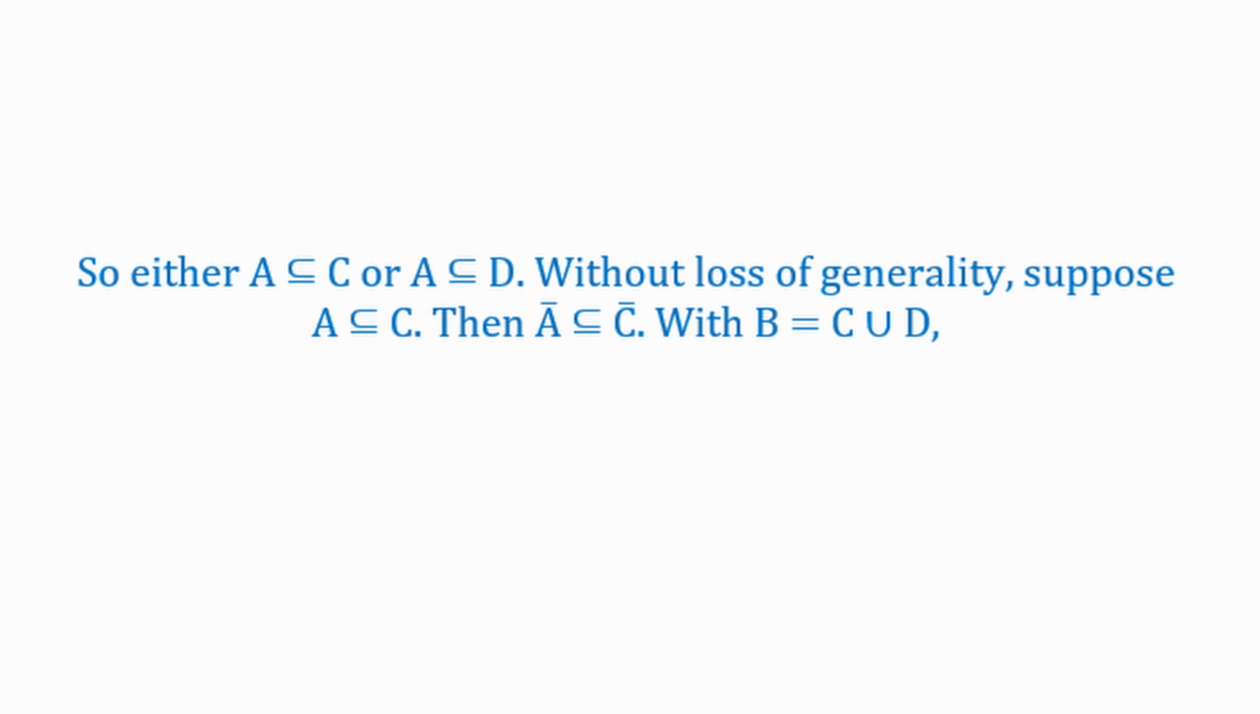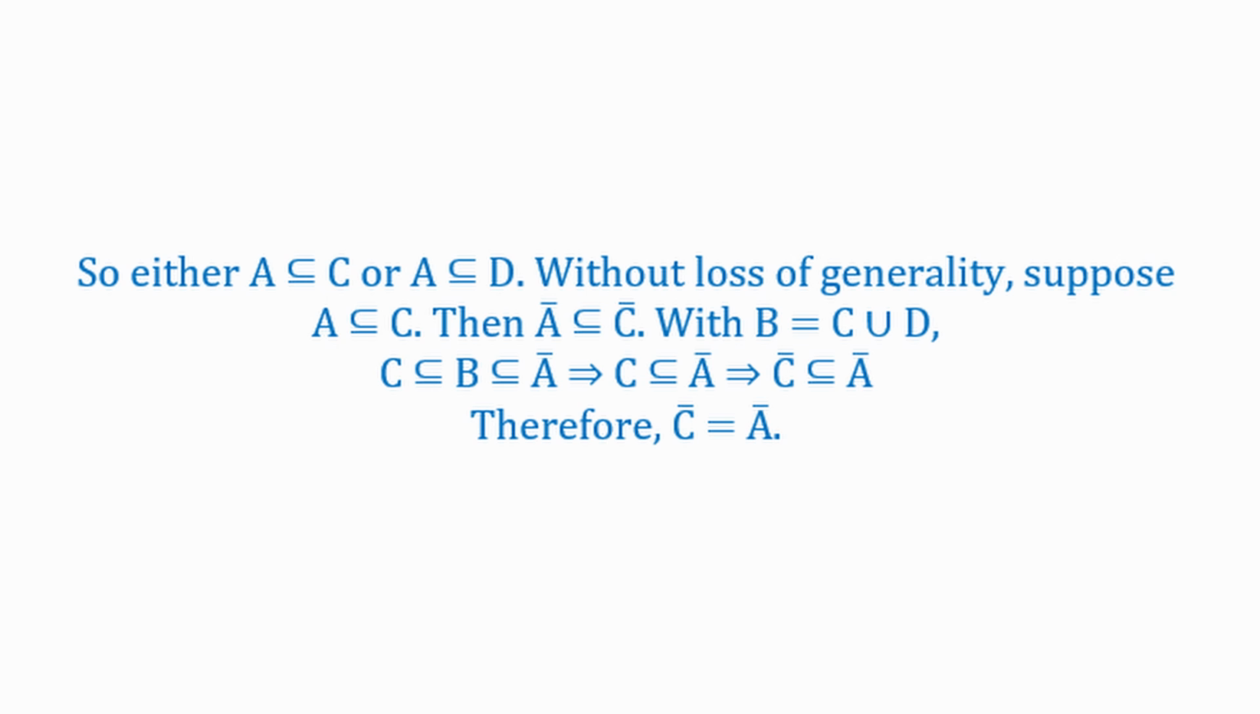So back to the problem that we have, either A is in C or A is in D, and without loss of generality, let's suppose that A is a subset of C. So that means that A closure is in C closure. So with the fact that B equals C union D, C is a subset of B, which is a subset of A closure, which means that C is a subset of A closure, which then implies that C closure is a subset of A closure. Now we have that A closure is a subset of C closure, and C closure is a subset of A closure, therefore C closure equals A closure.